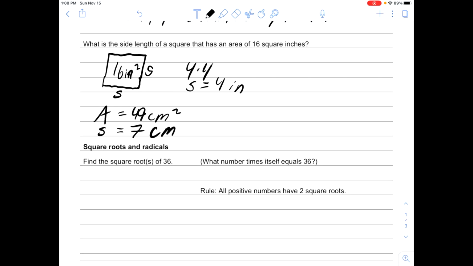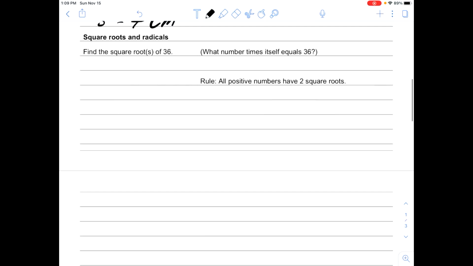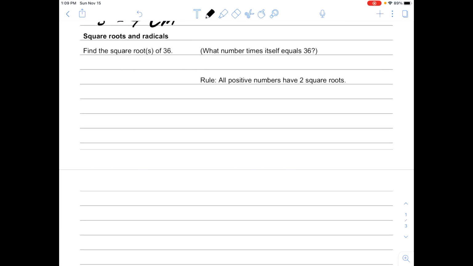And this brings us to square roots. A square root is what number times itself equals another number. So if I were to ask you to find the square root of 36, I want to know what number times itself equals 36. I could do 1 times 1, 2 times 2, 3 times 3, and keep going on my calculator. But what I'm going to get to eventually is 6 times 6 equals 36.